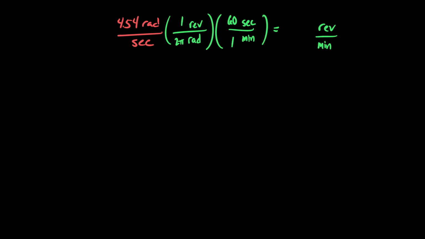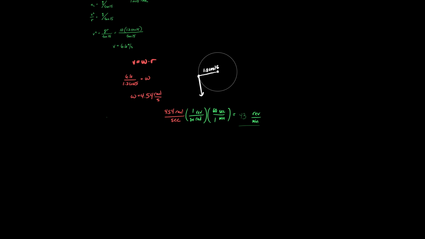All right, so multiply the top by 60 and divide by 2 pi. I got like 43 RPM. All right.